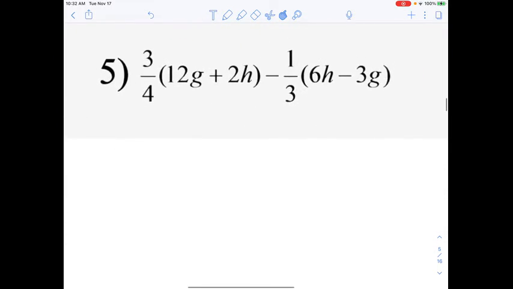All right, then we have a scary one. And it's not as bad as it looks. Make sure you pause it and get everything written down.